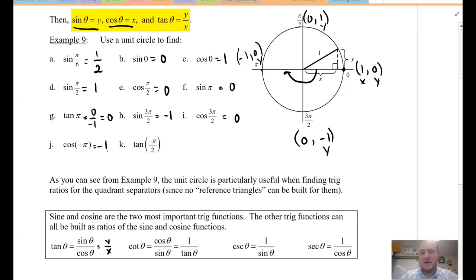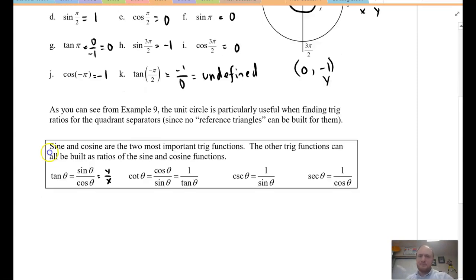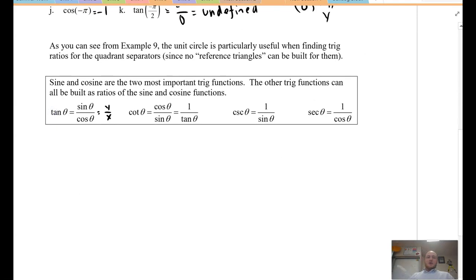And tangent of negative pi over 2, that is sine over cosine. Uh-oh, we're dividing by 0. Answer is undefined. Okay, so that's how those work. These are pretty straightforward because we're using quadrantals, but they'll make it more difficult by using the angles in between, okay? All right, so we need to memorize the unit circle.